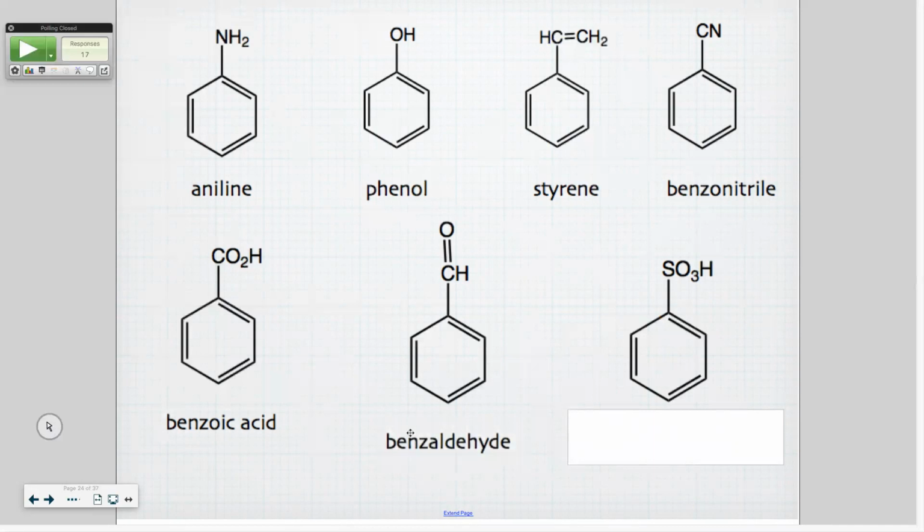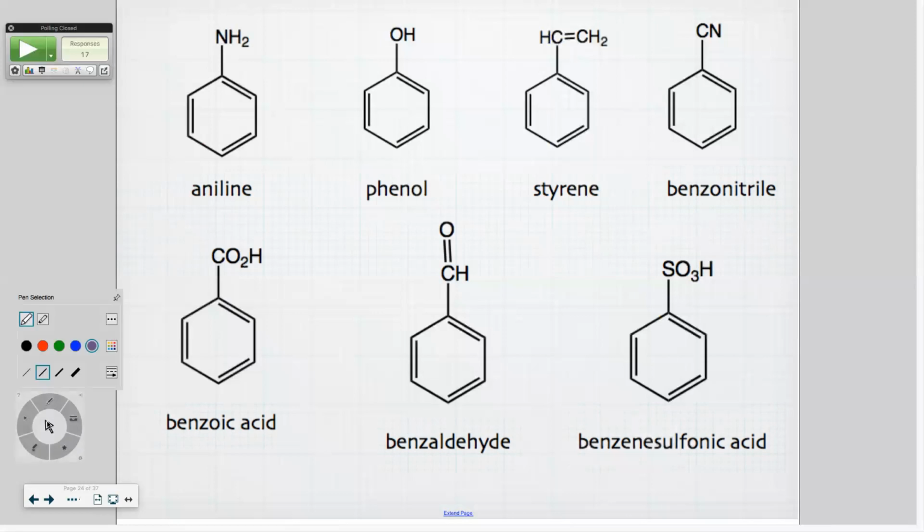Benzaldehyde. So you see how you get benzoic acid, benzaldehyde. Okay, and another weird one that we're going to use in the benzene area is the SO3. That is benzene sulfonic acid. You know what the SO3 looks like?